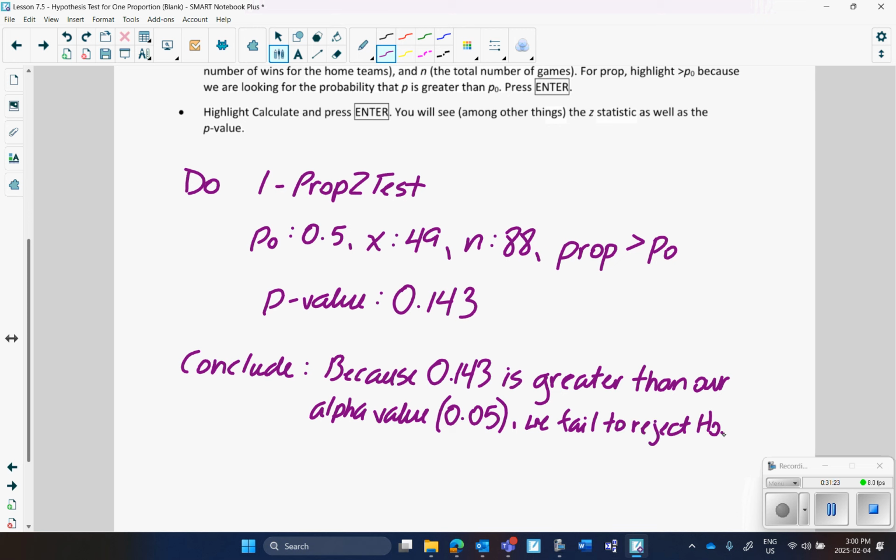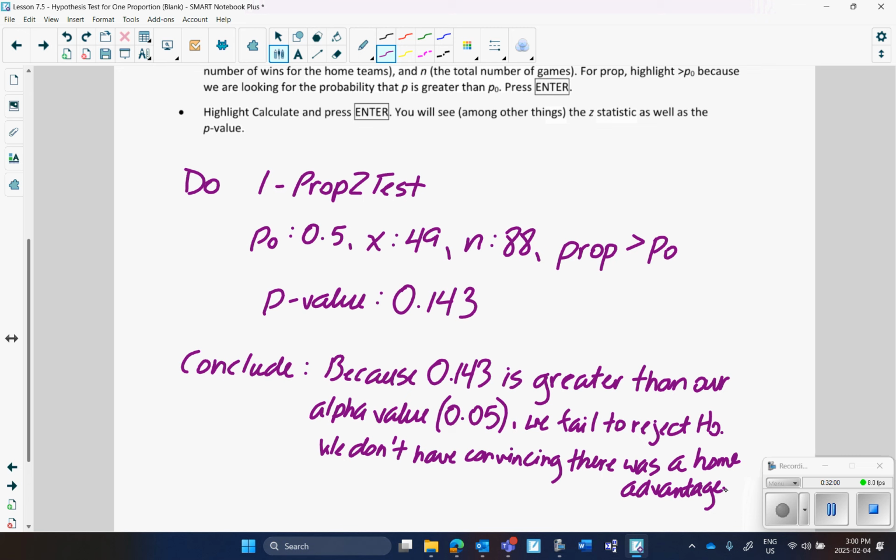We don't have convincing evidence there was a home court advantage. We don't have convincing evidence there was, and I'll just put a home advantage. And that's what it should look like when you conclude a hypothesis or significance test.